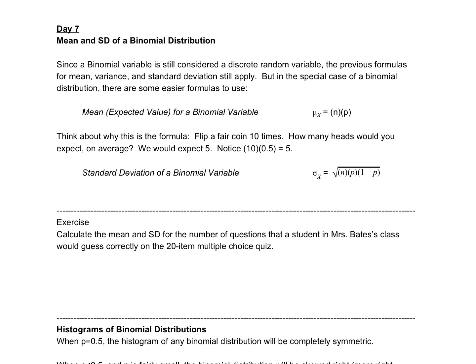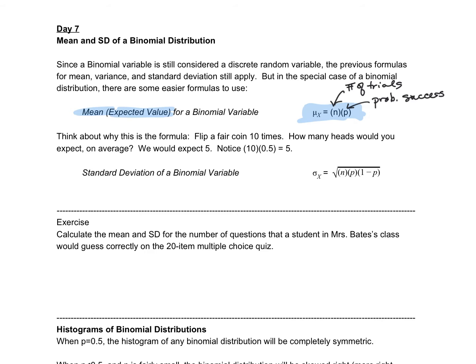Mean and standard deviation of a binomial distribution. I want you to look at something. How do we find the mean? The mean, which is expected value, has a formula. This is on your stats formula sheet. It is n times p. What is the n? The number of trials. And p is the probability of success. Yes, probability of success.